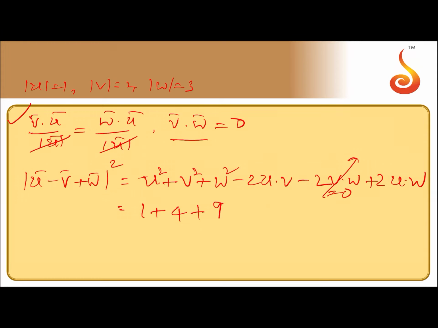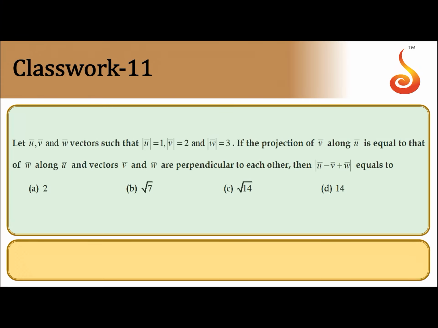And you are given that V dot U is equal to W dot U. Therefore, these two also get cancelled, plus 0. So 9 plus 1, 10, plus 4, 14. Therefore, the magnitude is root 14, which is the required answer.